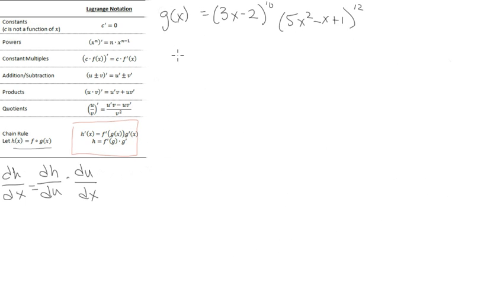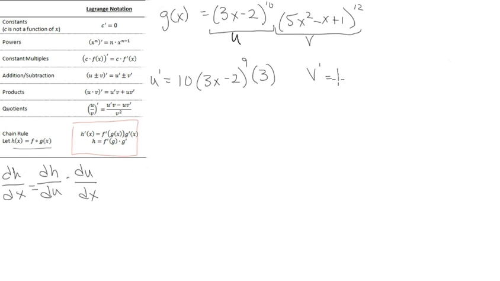All right, so I look at the first term here. I'm going to call this u and call this v, and I'm going to say that the derivative of u is equal to 10 times 3x minus 2 raised to the 9th times 3, and the derivative of v is going to be equal to 12 times 5x squared minus x plus 1 raised to the 11th times 10x minus 1.